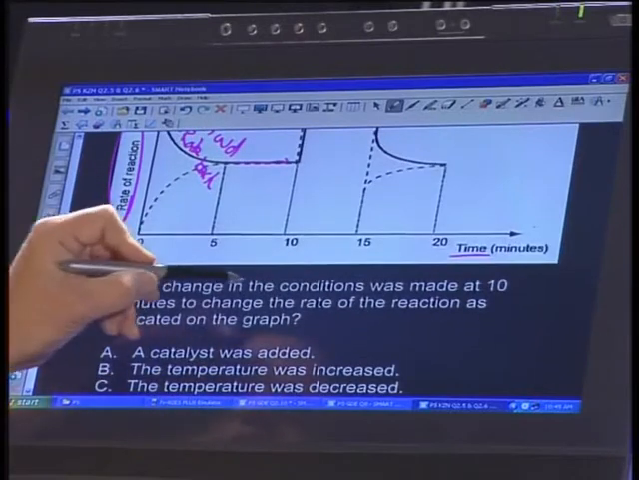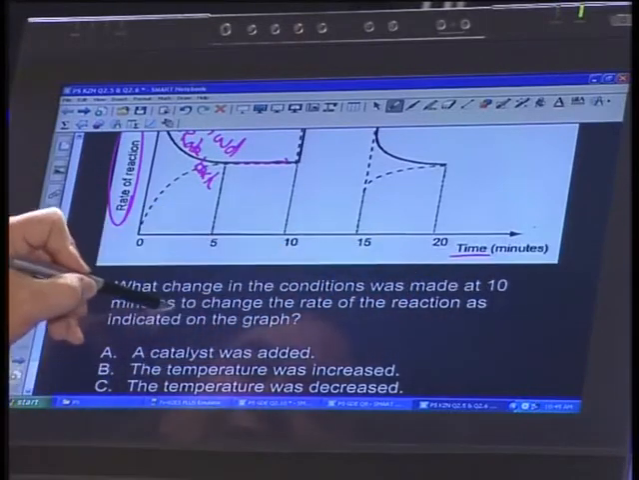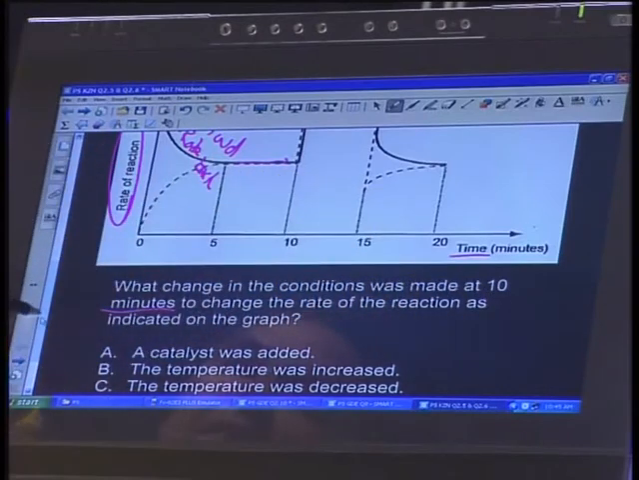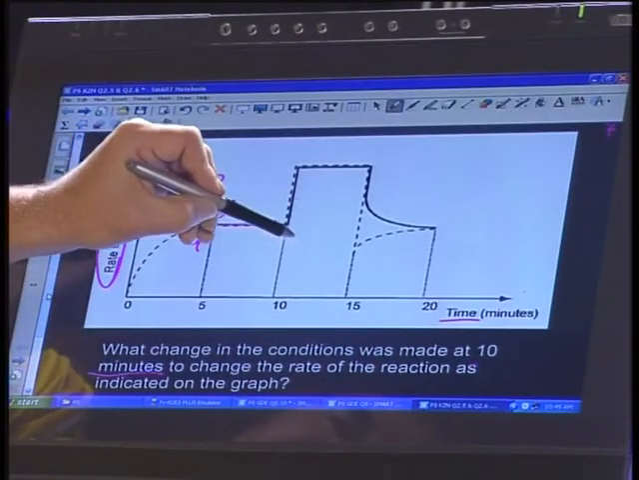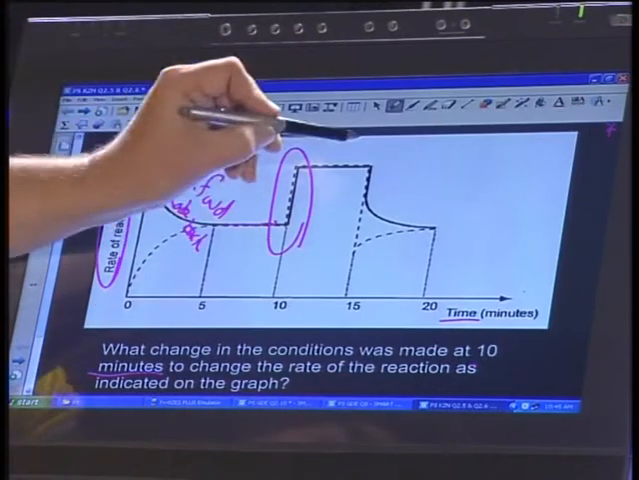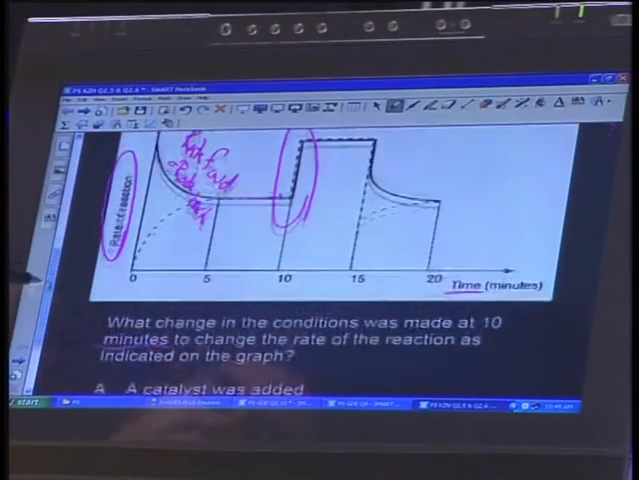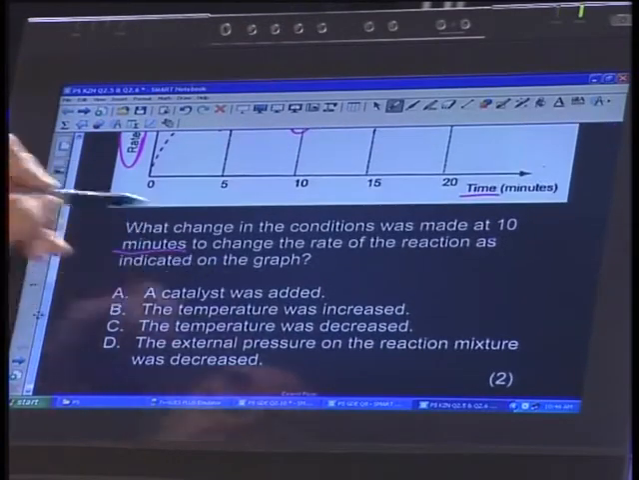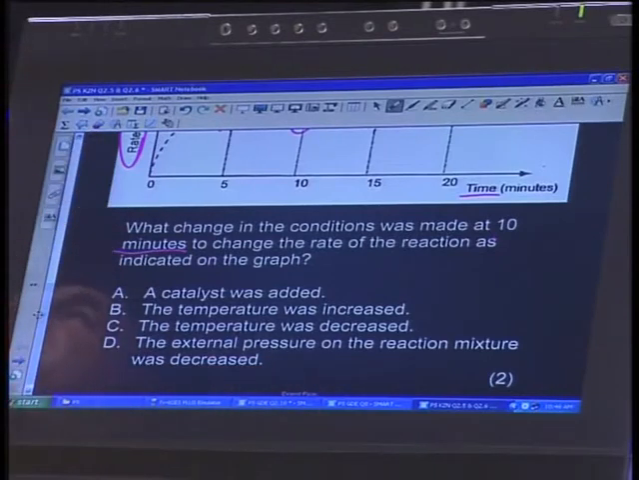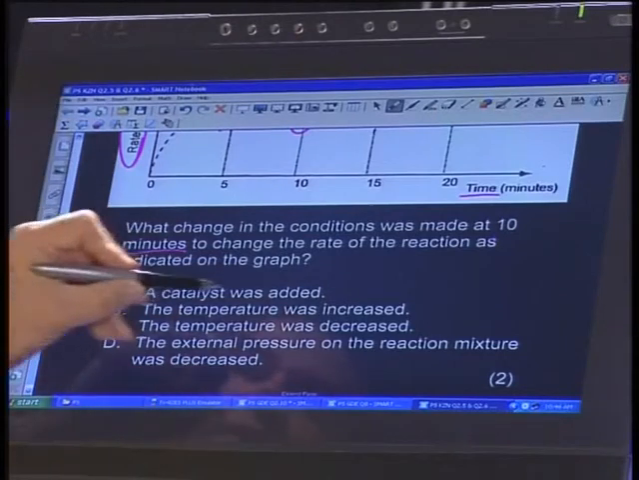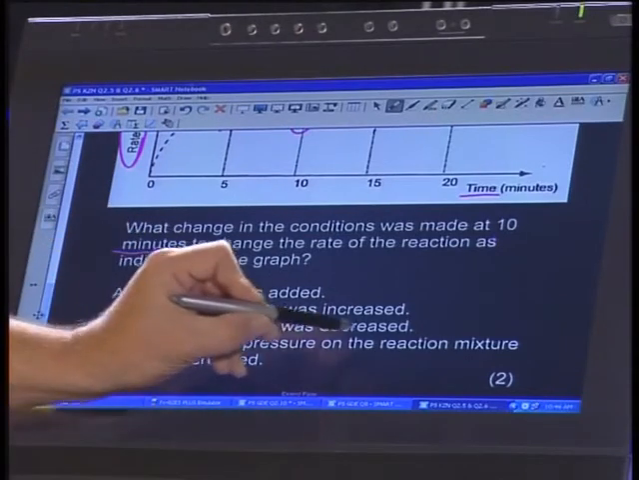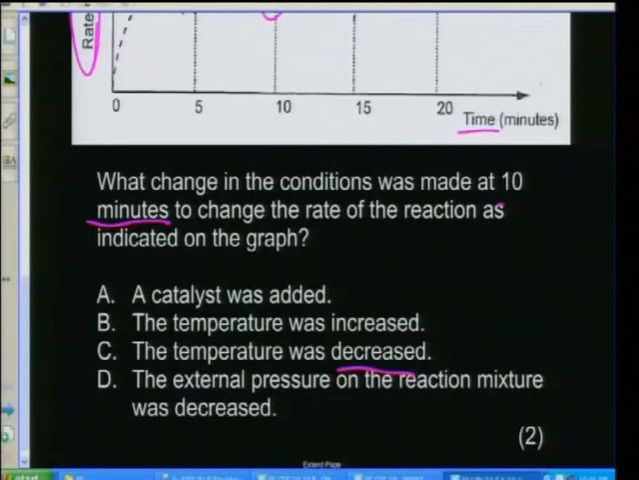What's the question? What change in the conditions were made at 10 minutes? Now look at the graph and let's see. There's the 10 minutes. So we're going to have to interpret that one, although they've given us the 15 minutes as well, and we'll have a look at what happens at 15 so you can explain it. So read the options. Here's another strategy. When you look at the question, read the options first, then do your own calculation. So here it says a catalyst was added, the temperature was increased, the temperature was decreased, the external pressure on the reaction was decreased. So we've got catalyst, temperature, temperature, pressure.